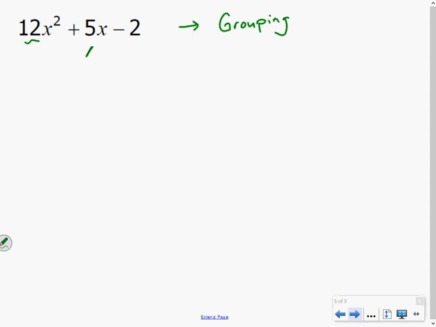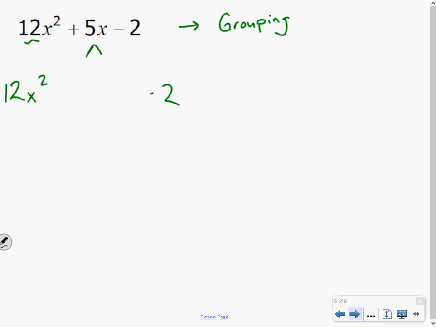So we're going to have to split that middle term, 5x, into 2 parts. We'll have 12x squared plus something, and then minus 2. So we need to figure out what the 5x is going to split into. And here's how we do that.